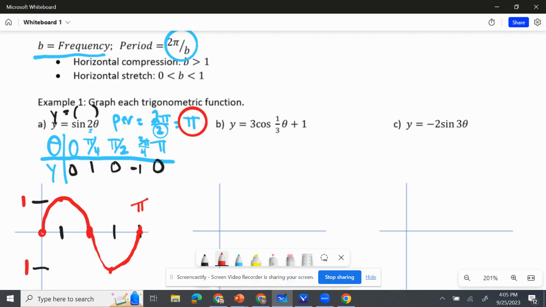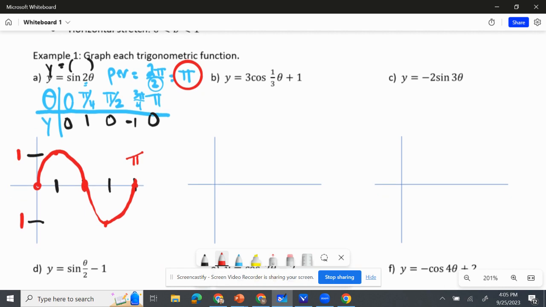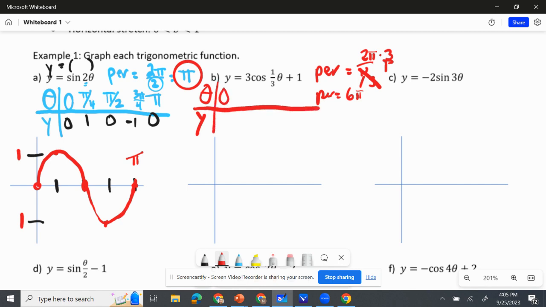So looking at the next one, we're going to do the same thing. First thing that we want to do is figure out our period, because that's when our table ends. And so it's always 2 pi over our frequency. Our frequency is 1/3. So I'm going to use keep change flip, and multiply it by 3 over 1. And so that would be the period being 6 pi. So when we're looking at our table, we're starting at 0 and ending at 6 pi. We're multiplying all of our values by 3.